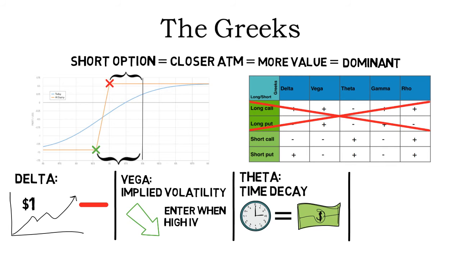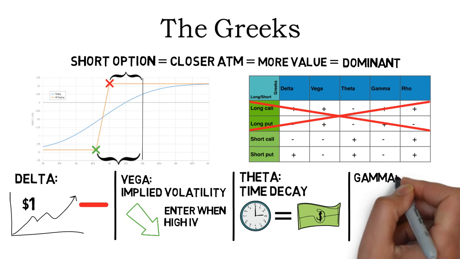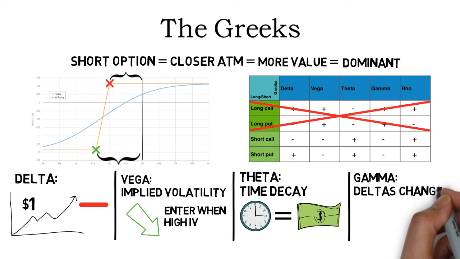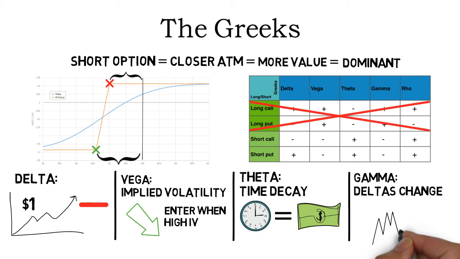The last relevant Greek is gamma, which measures the rate of change of delta. A large gamma means that delta will change very rapidly and that the option's price will lose more and more of its value for every $1 move in the wrong direction.